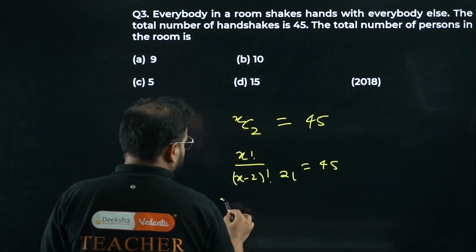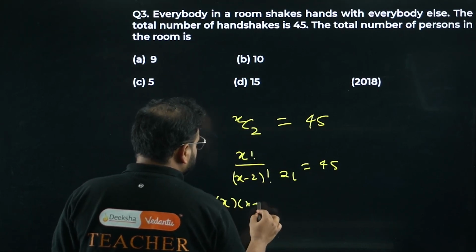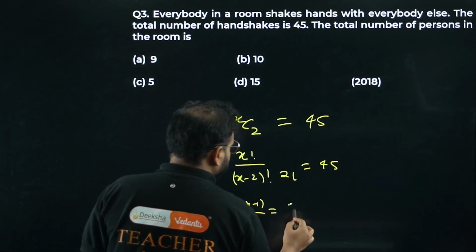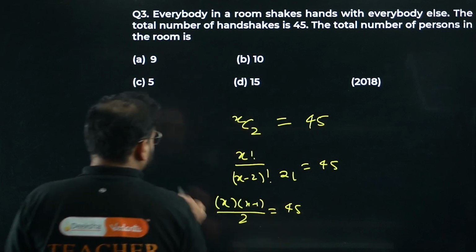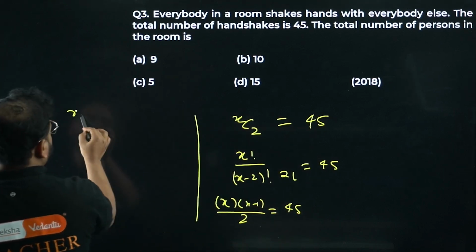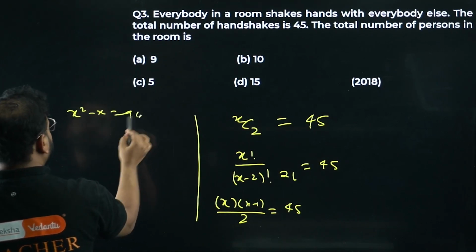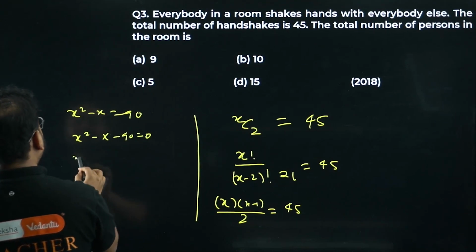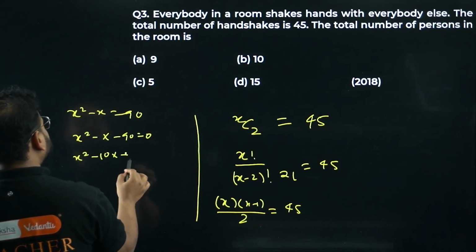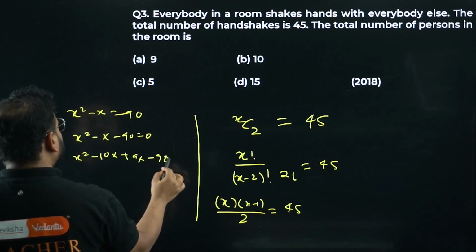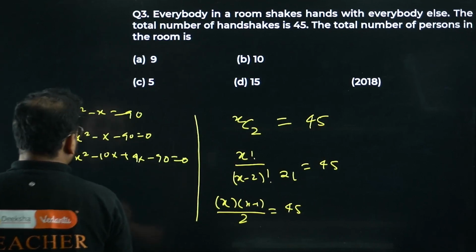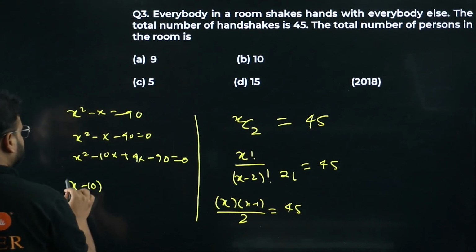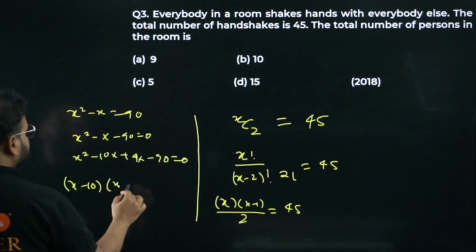It will become X times (X minus 1) upon 2 equals 45. So we have 90 on this side. We are getting X square minus X equals 90. So I have X square minus X minus 90 equals 0. It means X square minus 10X plus 9X minus 90 equals 0. So I'm getting X minus 10 as one factor, and the other one is X plus 9.